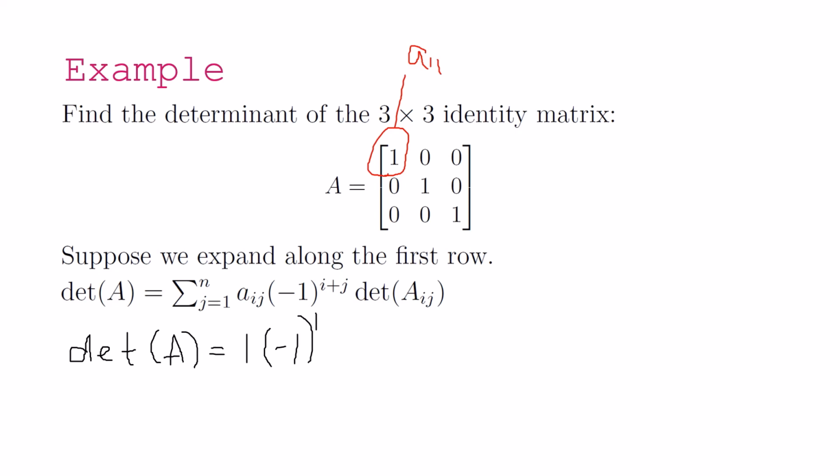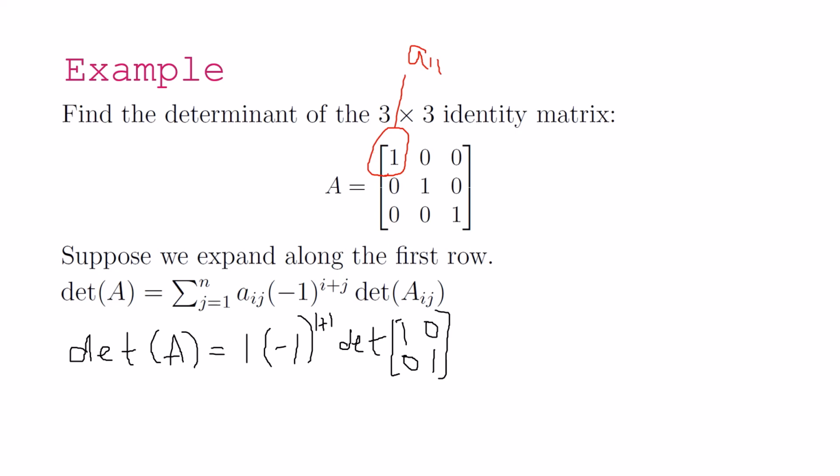So we'll have 1 times -1 to the 1 plus 1 times the determinant of the minor matrix A11, which is the matrix that we get when we remove the first row and the first column of the matrix. So this will basically just be the 2 by 2 identity matrix. So we have 1 times -1 to the 1 plus 1 times the determinant of the matrix with entries 1, 0, 0, 1.